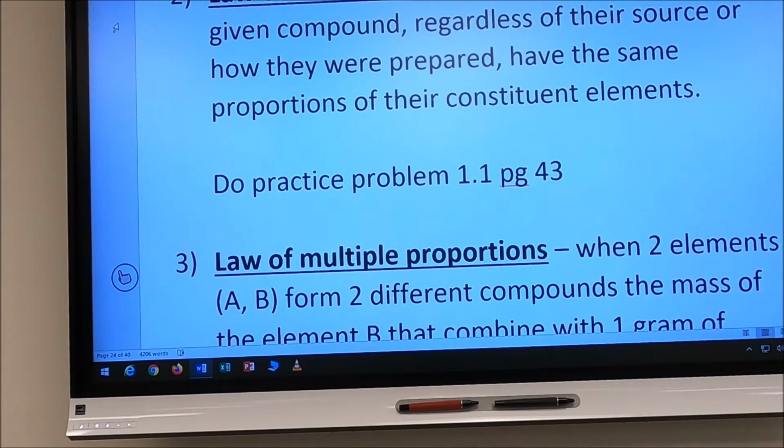So I'm going to read it to you and we're going to look at it. It's on page 43 in your textbook. Practice problem 1.1. Come on, practice problem 1.1. Might help if I get to the right point. Now, 43.